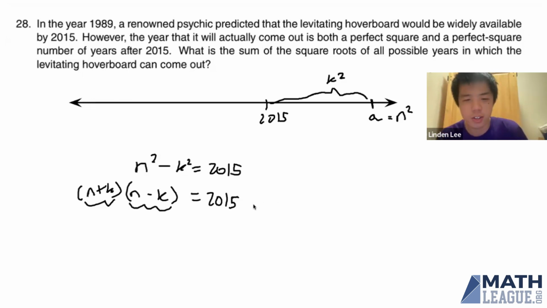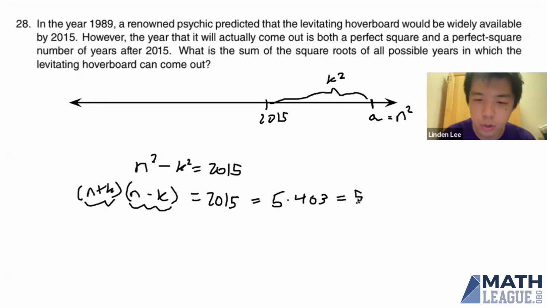Now, to find the prime factorization of 2015, we first notice that it's divisible by 5. We can divide that by 5, and we get 5 times 403. And you might say, wait a minute, isn't 403 prime? The answer is no, because if you look closer, 403 is equal to 13 times 31. So all possible factor pairs n plus k and n minus k that multiply to 2015 must have 5 going to one of the factors, 13 going to one of them, and 31 going to one of them. And we see that there are 4 possible ways to write a factor pair.